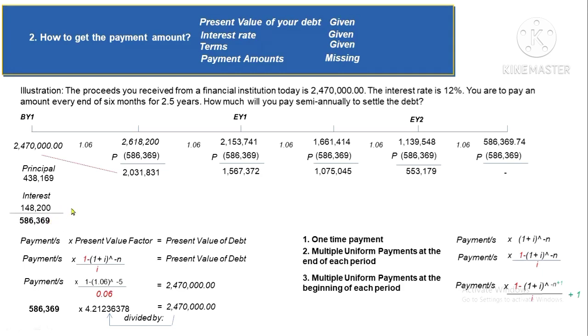However, there is another method of getting the interest payment. And how do we do that? Remember, the beginning liability is 2,470,000. However, after 6 months, it was multiplied by 1.06 and it became 2,618,200. Actually, the difference between those two is the interest payment. So, in short, if you want to get the principal payment, you get the difference between the beginning balance of the liability and the ending balance, and the interest payment is just the difference of this one and this one.